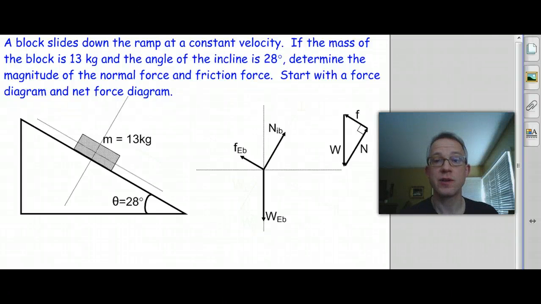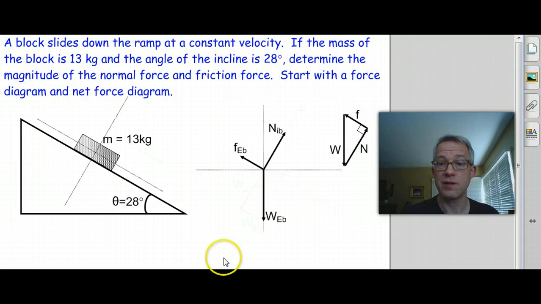This is a video to show how to solve a quantitative inclined plane problem. Now, yesterday in class, we looked at how to look at the problem qualitatively and to do the force diagram. We also talked about how to switch the axes around. So let's start there and just review a little bit so that you know what you're doing.